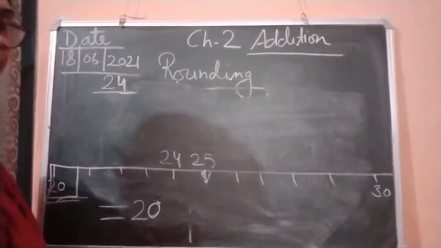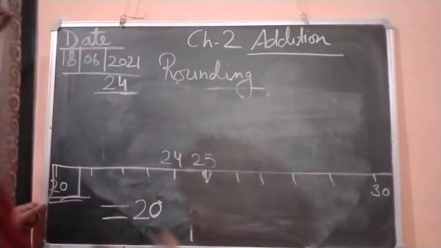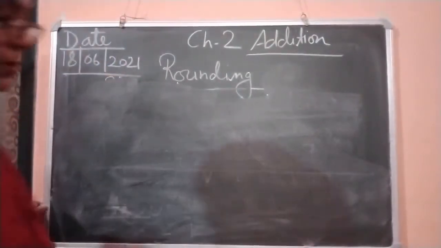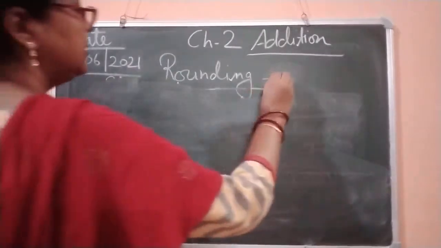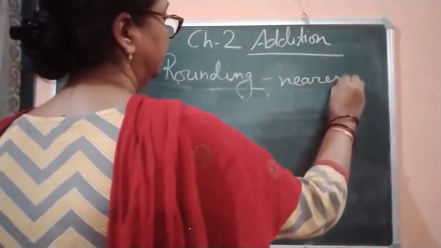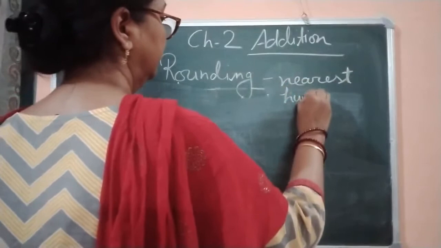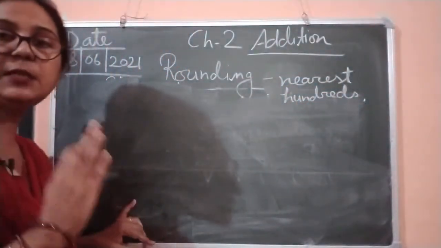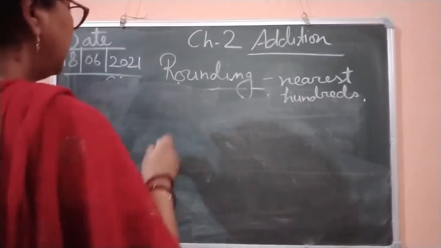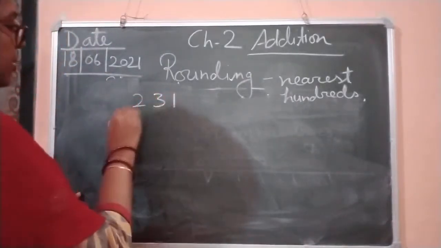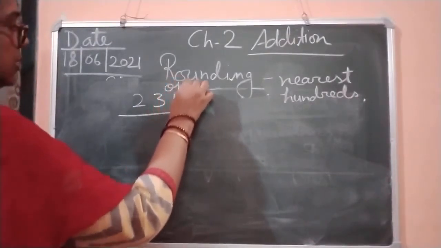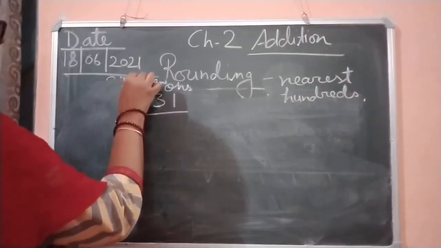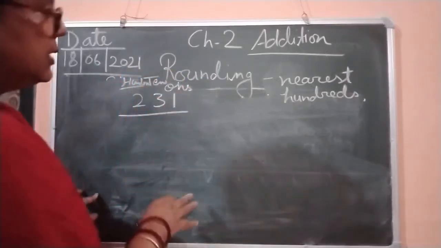Okay, now next we will see how we can round the number in hundreds. Okay, nearest 100. Now nearest hundreds, first we will see at the tens place. Suppose it is written 2, 3 and 1. So here you can see, as you all know, this is ones column, this is tens column and this is 100. Okay. It is quite easy for us.